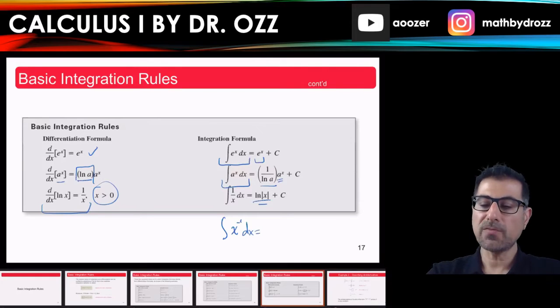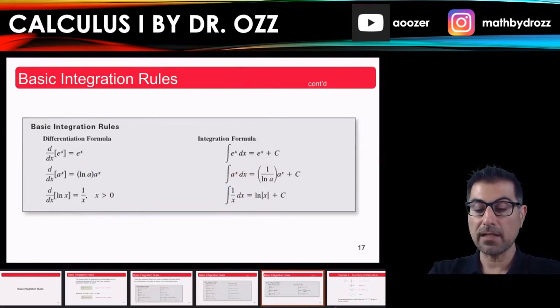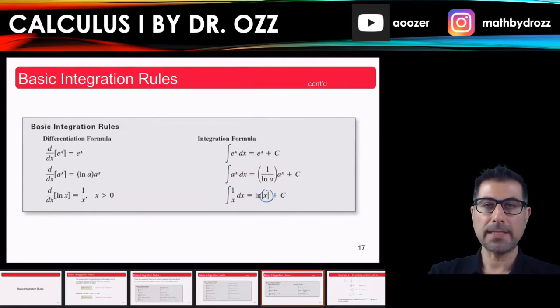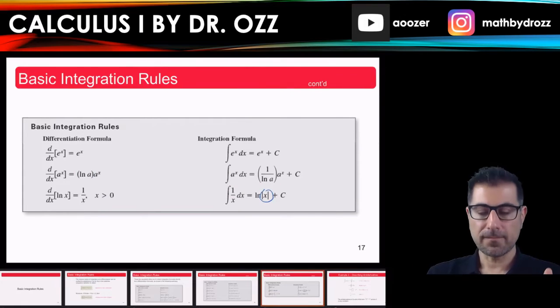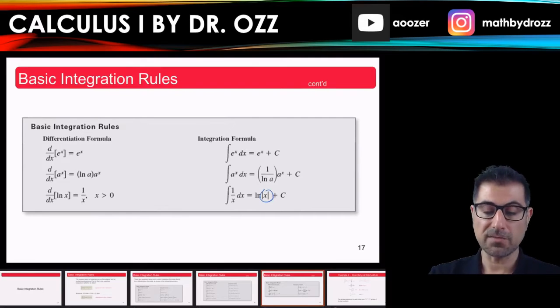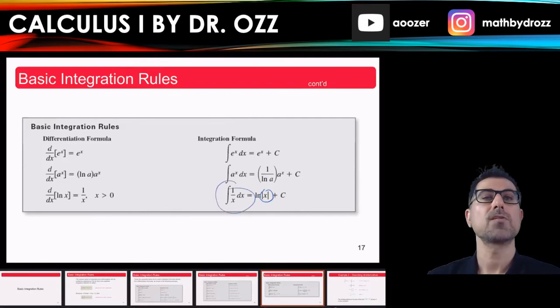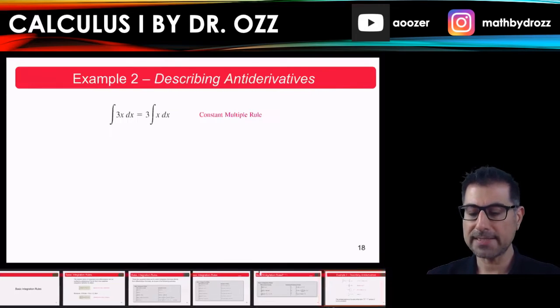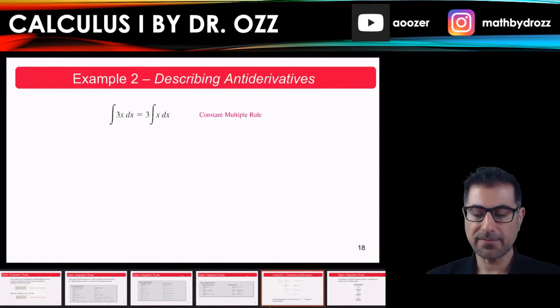And here the absolute value is important because the ln function is defined for positive inputs. So by putting the absolute value, we make the input positive automatically. Okay, so don't forget to put the absolute value sign whenever you're trying to do integration of the form 1 over x dx.